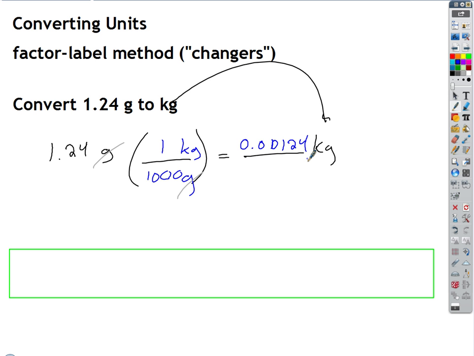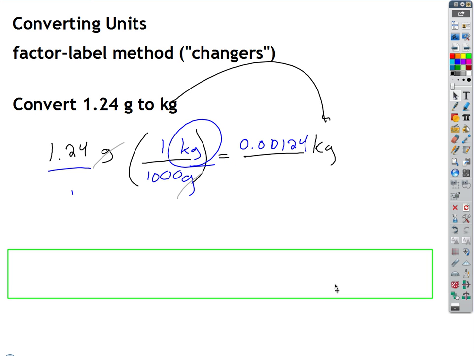0.00124 kilograms, right? Would you agree? If I just do the math, so to speak, I'm going to multiply straight across, so I get 1.24 as the number on the top. There's really a 1 there, right? 1 times 1,000 is 1,000 on the bottom, okay? And so if that's the numerical part, the units, we're left with kilograms, okay?